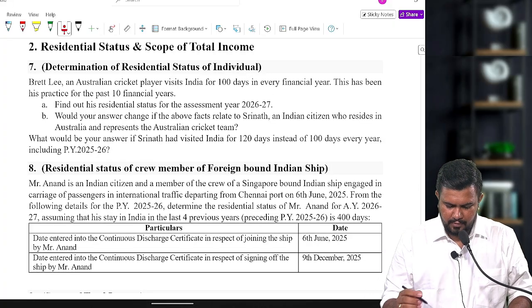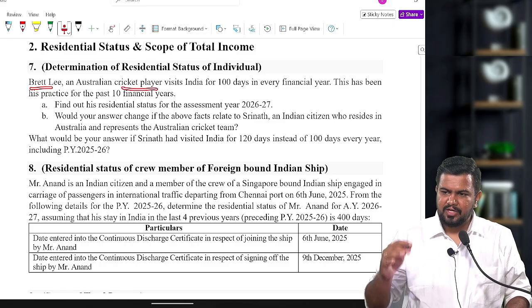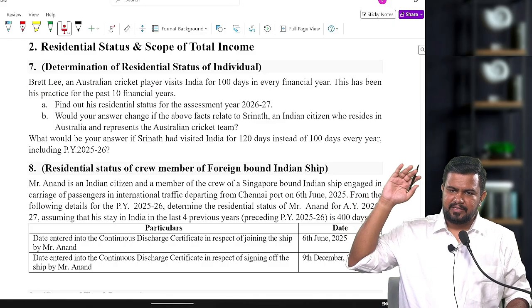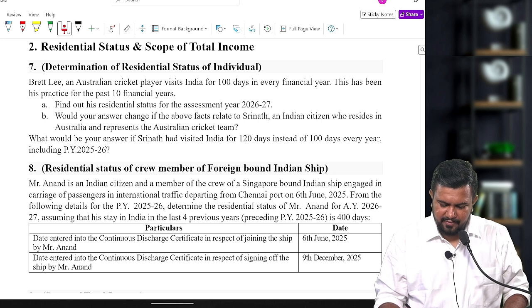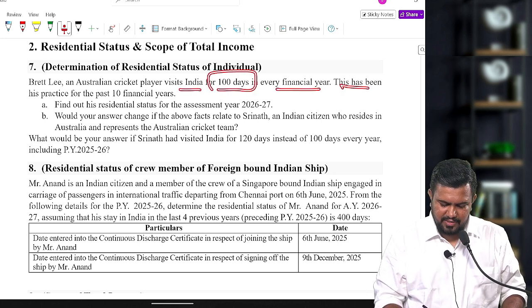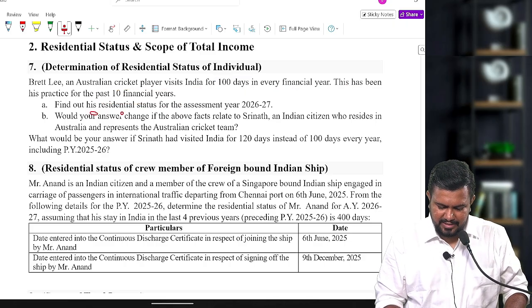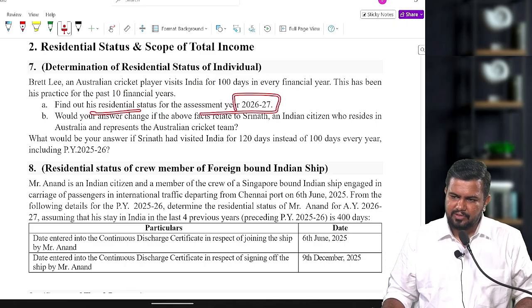Okay, let's see. Bretley, an Australian cricket player. So Australian cricket player means what? Australian citizen. An Australian citizen visits India for 100 days in every financial year. This has been his practice for the past 10 financial years. Find out his residential status for the assessment year 26-27.